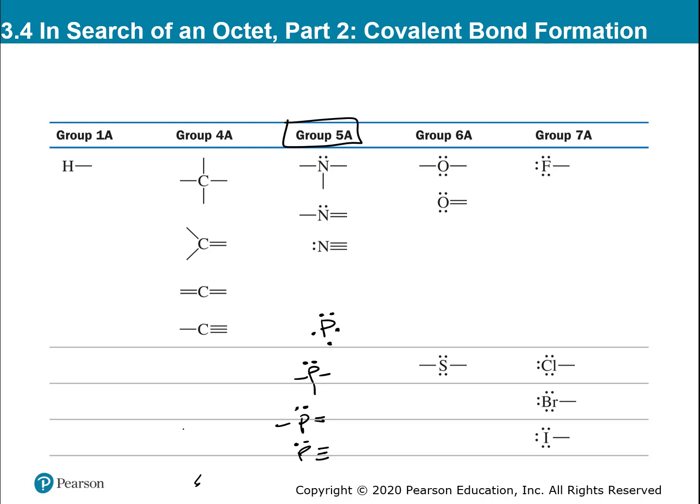So carbon's got to have some combination of 4. Nitrogen's going to have some combination of 3. Oxygen's going to have some combination of 2, either 2 singles or 1 double. But that's the maximum. Same thing with sulfur. So sulfur can have a double or 2 singles because it's in group 6.